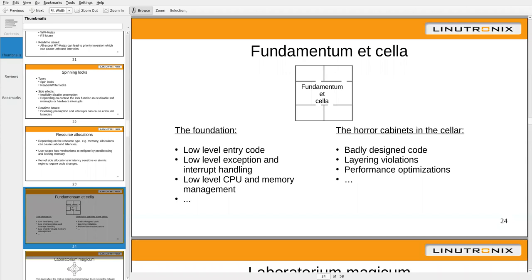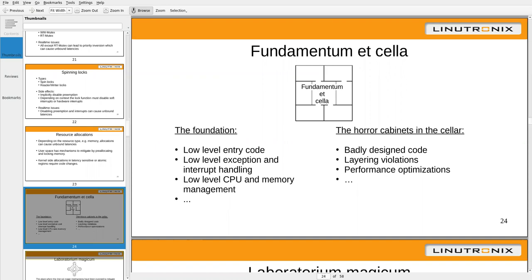So let's walk to the fundamentum at Stellar. The fundamentum, the foundation, that's the low-level entry code, low-level exception handling and interrupt handling, and CPU and memory management. Most of those things are not problematic at all. So there have been issues in the past, but this got sorted, and so currently most people working on these kind of areas are well aware about the implications and try to do the right thing there.